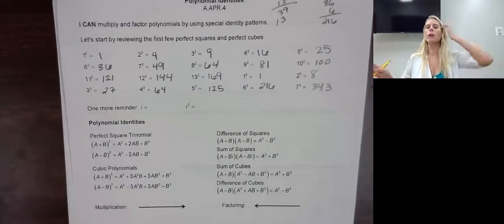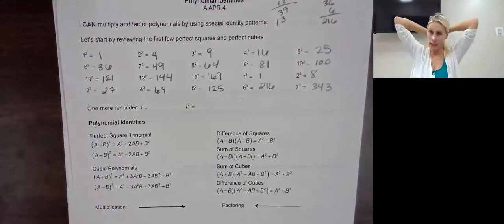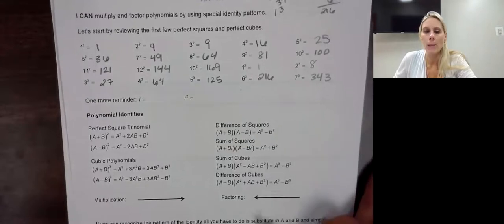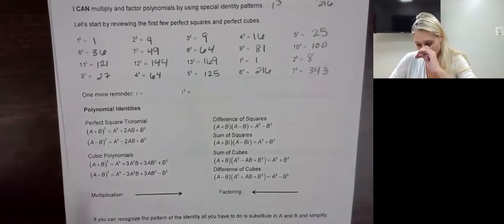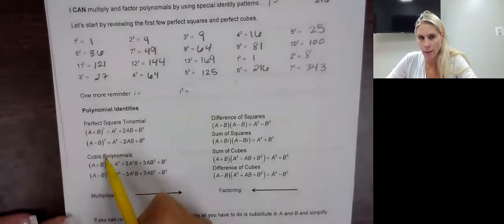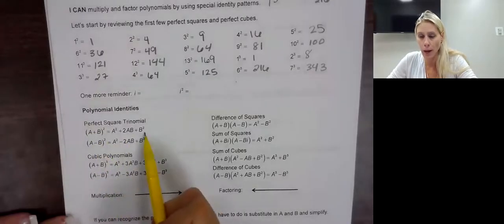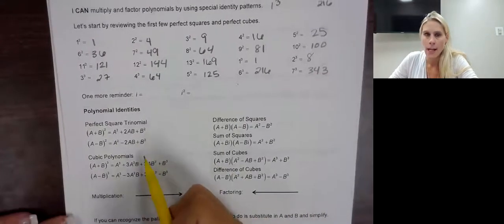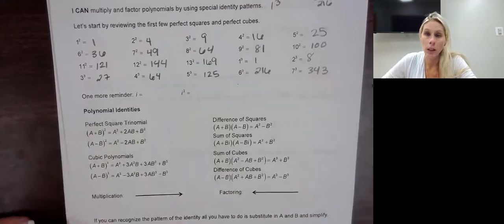Okay, so what's going on here? These are identities or rules that you can memorize to go forwards or backwards. The way I like to think about this is when you're multiplying, you're starting on the format of the left side and going to the right. When factoring, you're actually looking at the right side and going backwards to the left.